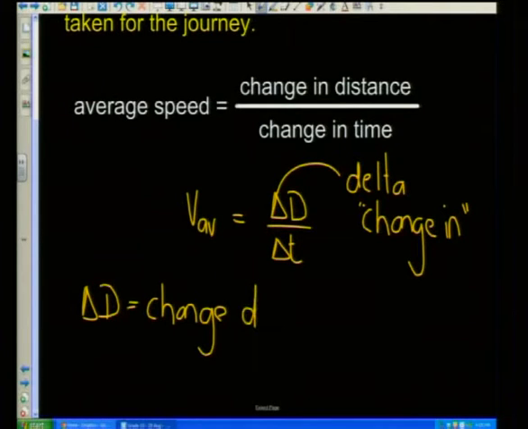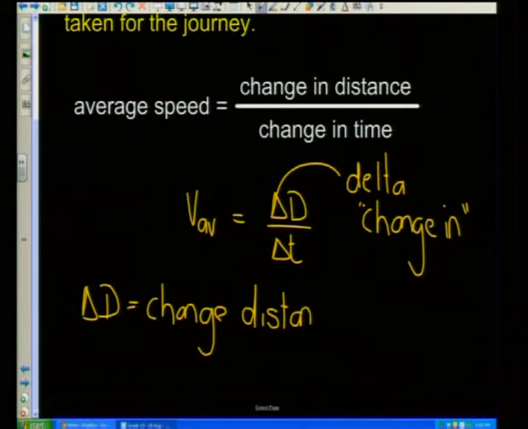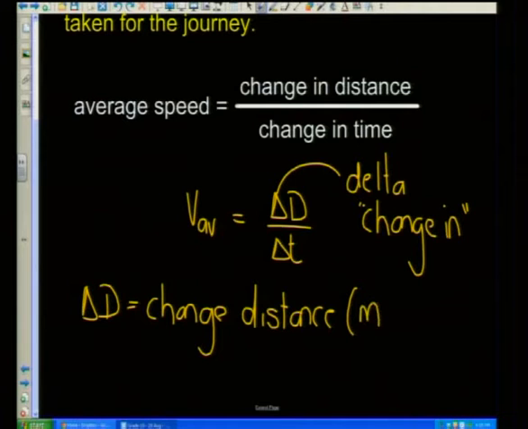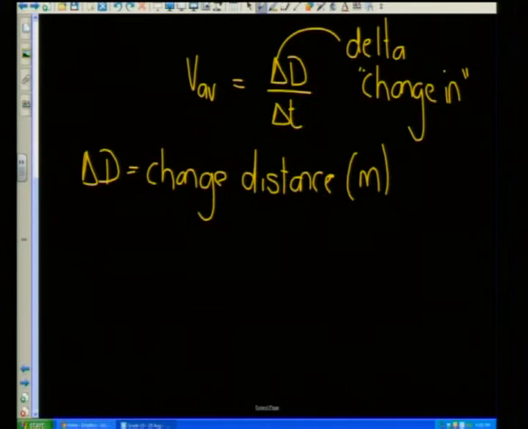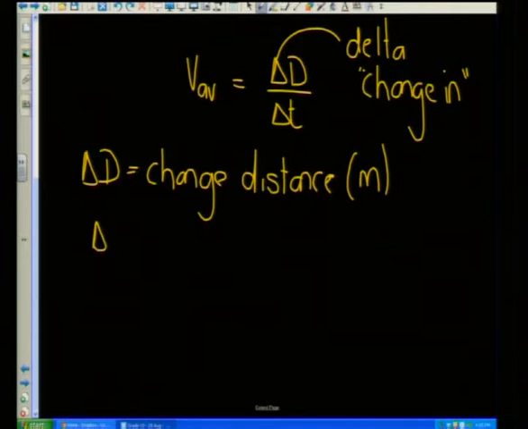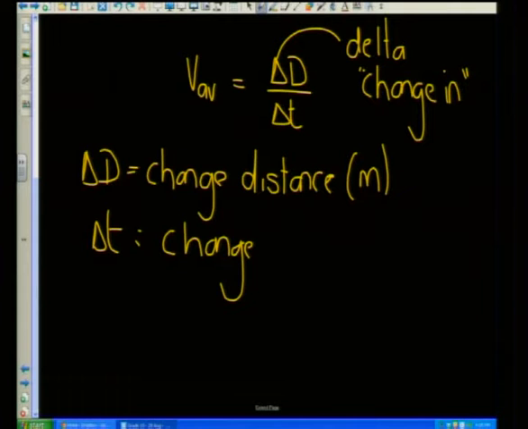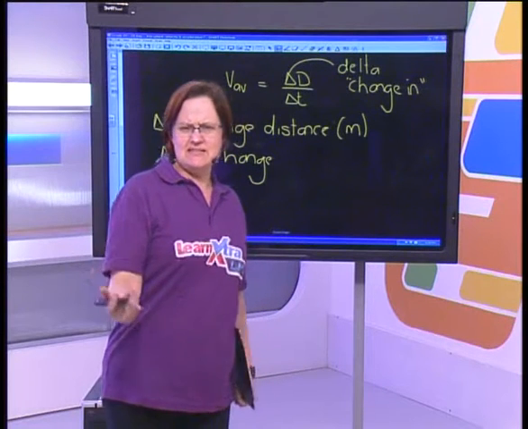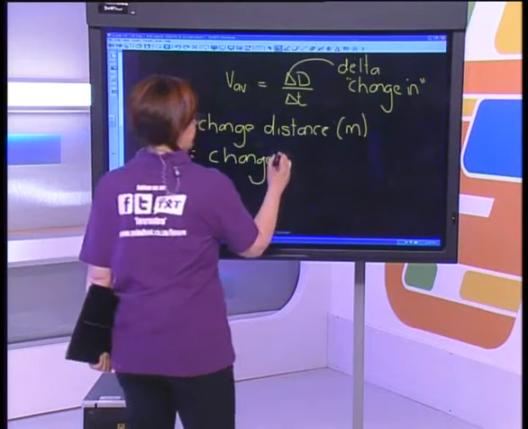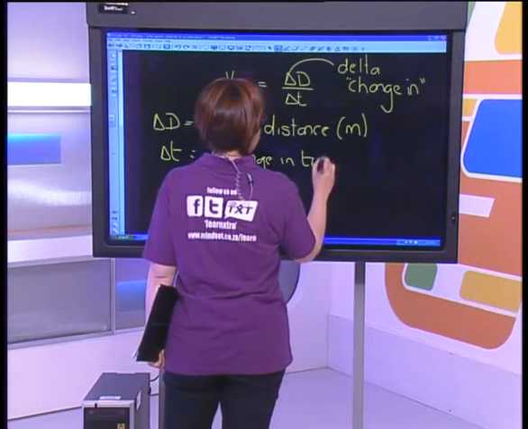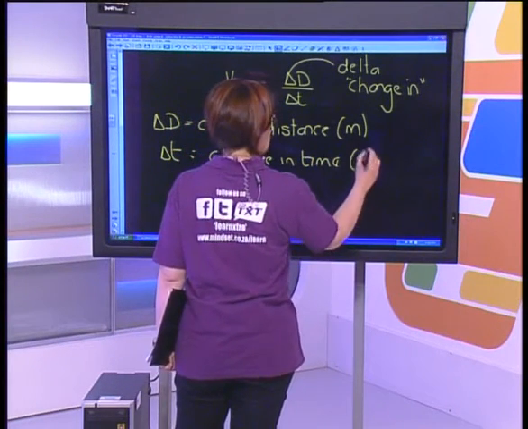Distance is a length, which means its SI unit is meters. Delta T is change in time. Often they'll just tell you things like, the car went 300 meters in 10 seconds. That's the same as change in distance over change in time. Time is measured in seconds.